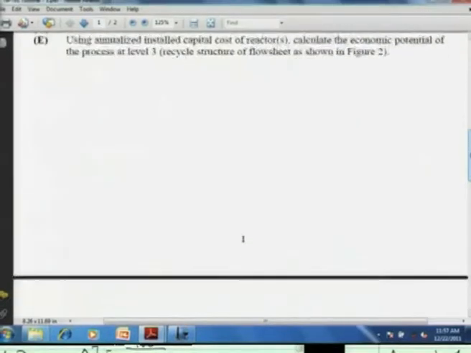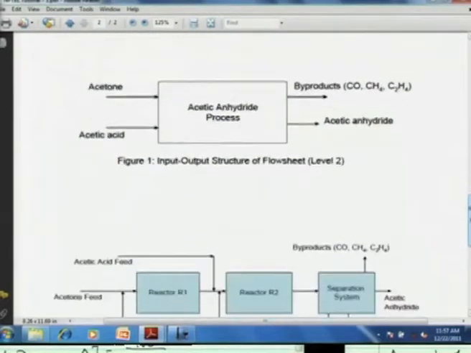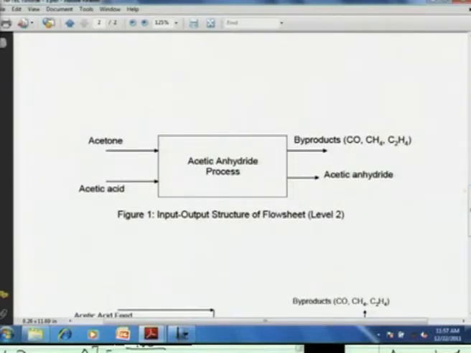Now, let us see the input output and the recycle structure before we proceed with the calculation. The input output structure is now on your screen, okay, that is level 2. We have a process. The two feed streams are acetone and acetic acid. Then the main product that comes out is acetic anhydride, and then the byproducts, that is carbon monoxide and ethylene generated due to the dissociation of ketene, and methane, that is due to the decomposition of acetone to ketene. Okay. So, this is a simple input output structure of the flow sheet.